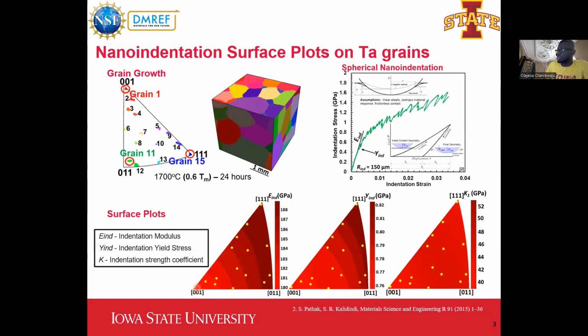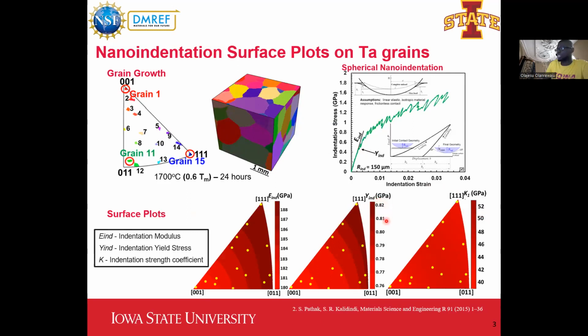And from here, we can see that 001 is the lowest, as it ranges from 180 gigapascal to about 190 gigapascal, which is for the 111 orientation. A similar thing was seen in the indentation yield stress, whose value ranges from 0.76 gigapascal to 0.814 gigapascal, which is for the 111 orientation. But when it comes to the indentation strength coefficient behavior or the strain hardening behavior, we could not see any trend from the 001 orientation to the 111 orientation. But this actually gives us an overall idea of what is happening in our polycrystalline tantalum.